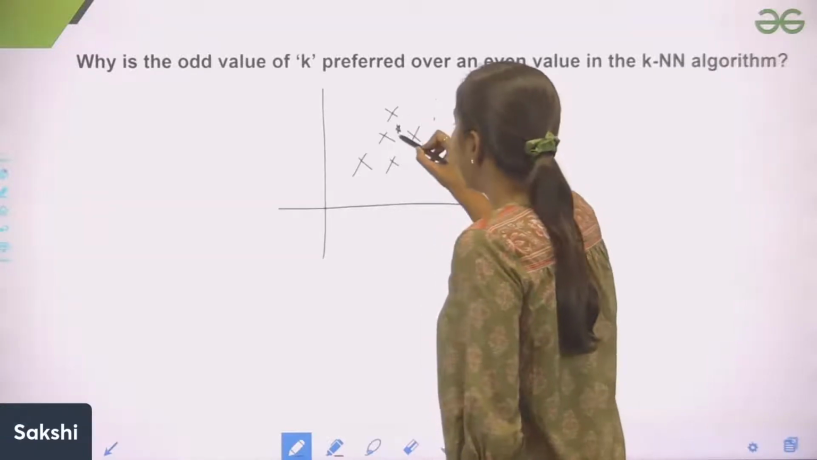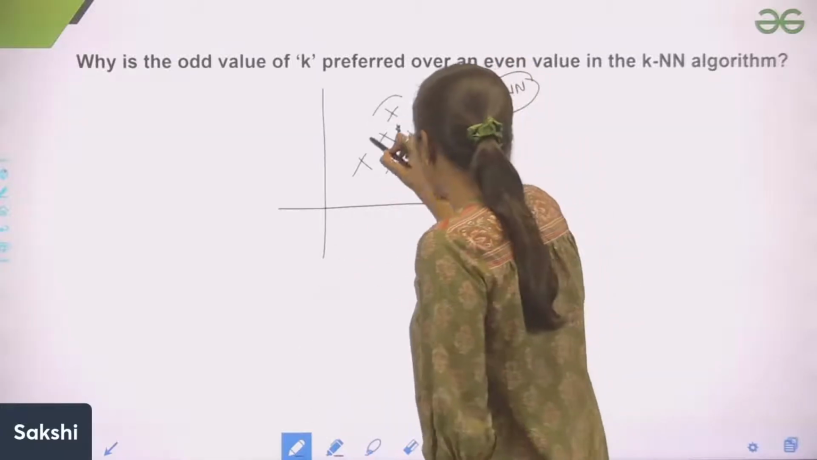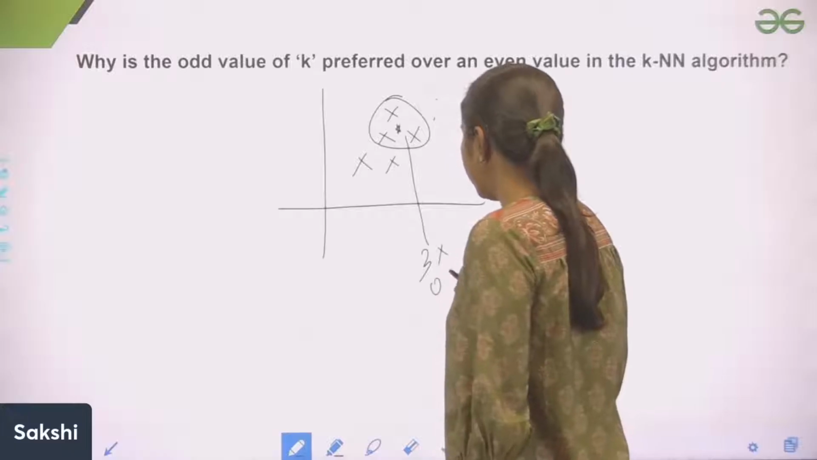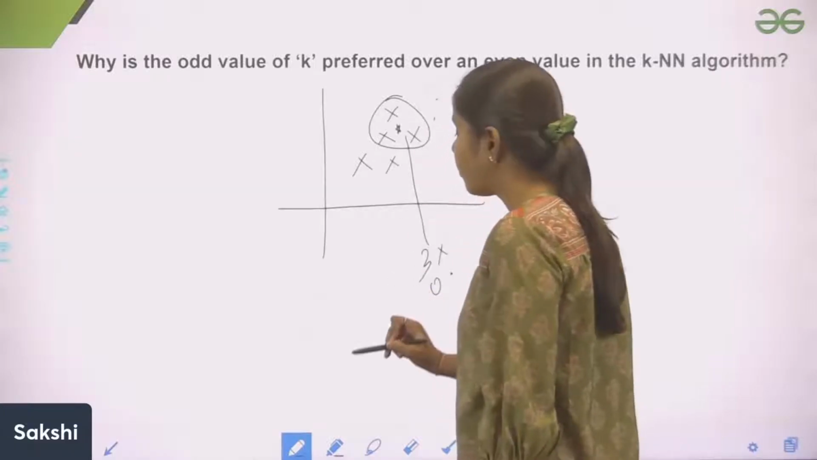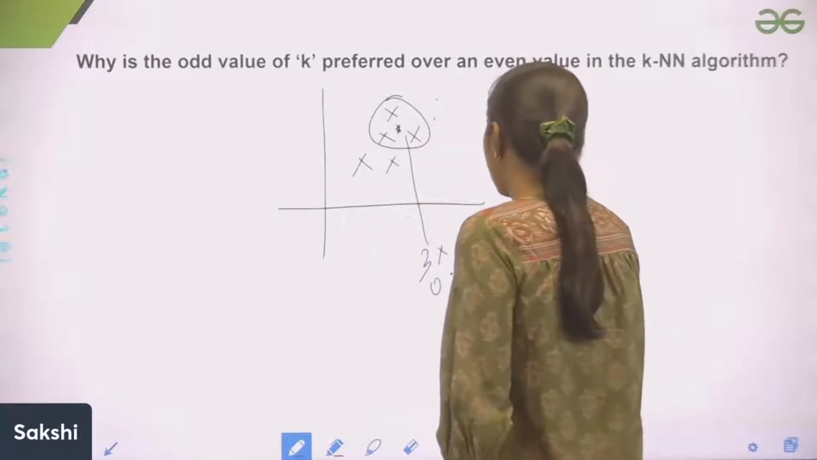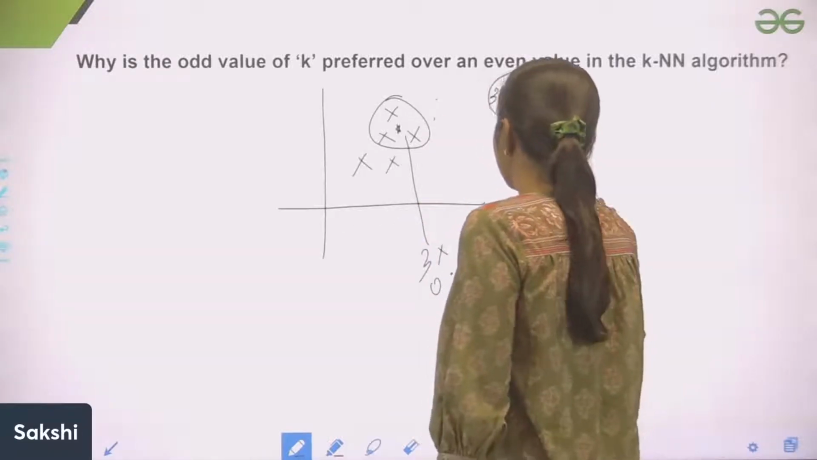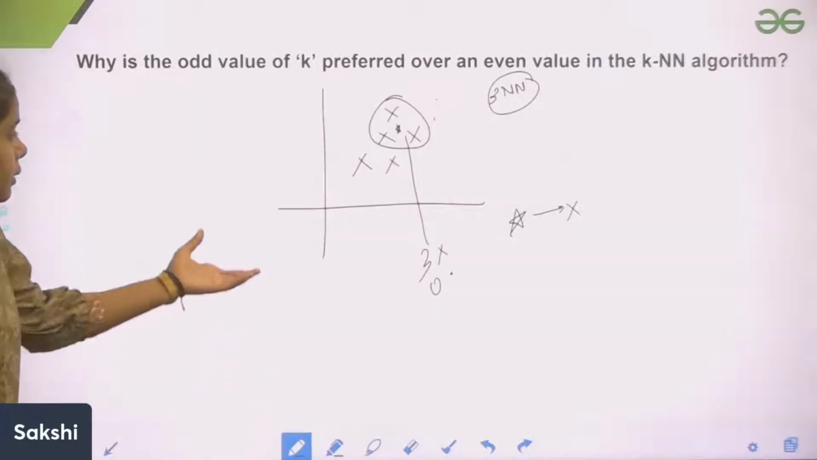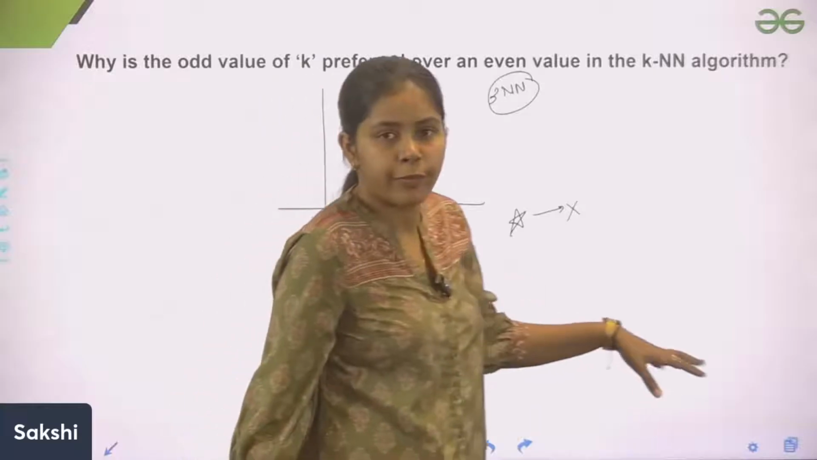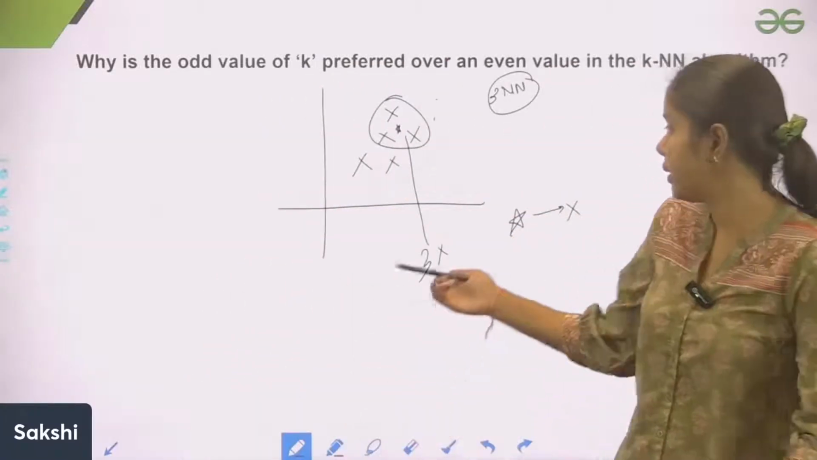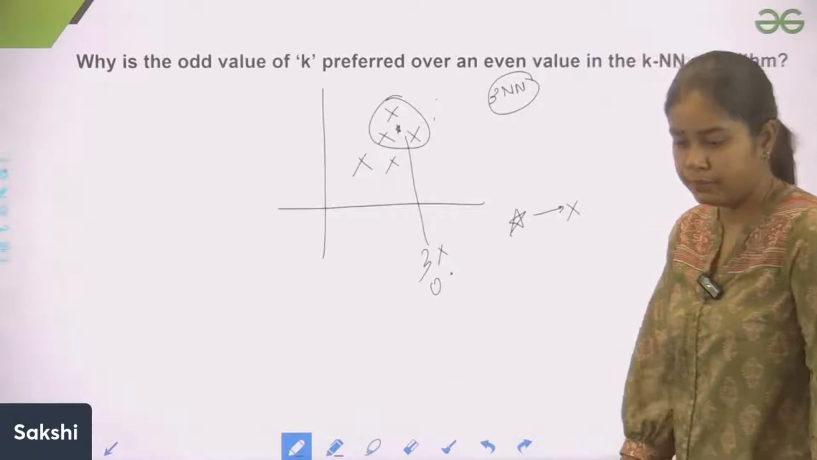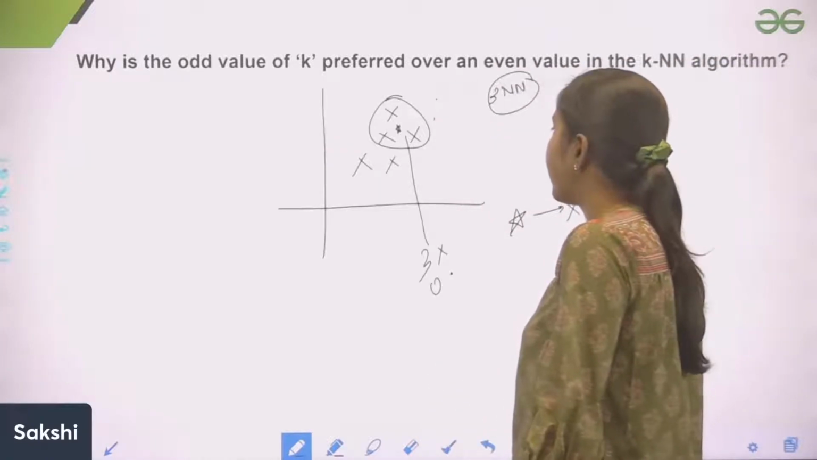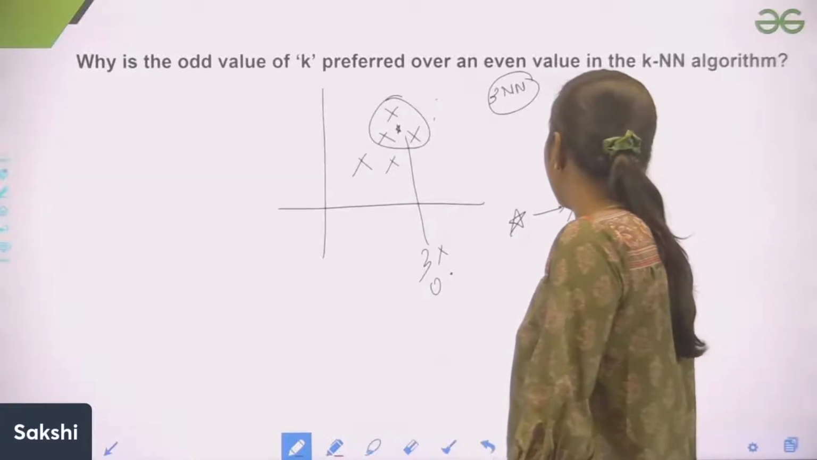So what would I do? I'll take the 3 nearest neighbors of the star. So I find out these are the 3 nearest neighbors, and here we have 3 crosses and 0 dots. That means we have the maximum number of crosses in the neighborhood of this star. So the star is assigned as cross. The KNN algorithm works on the principle that you are the average of 5 people or k people around you, right? So this is doing the same thing.